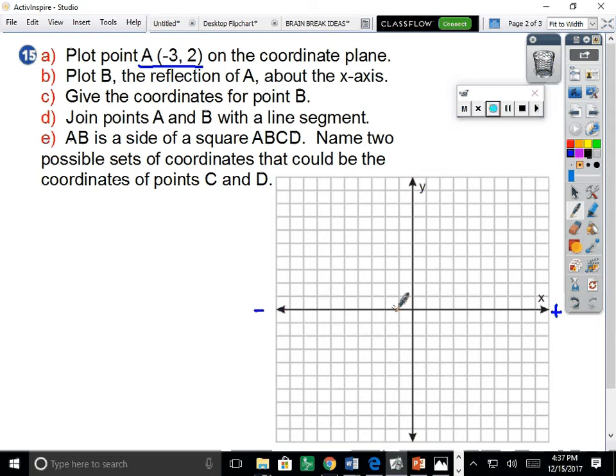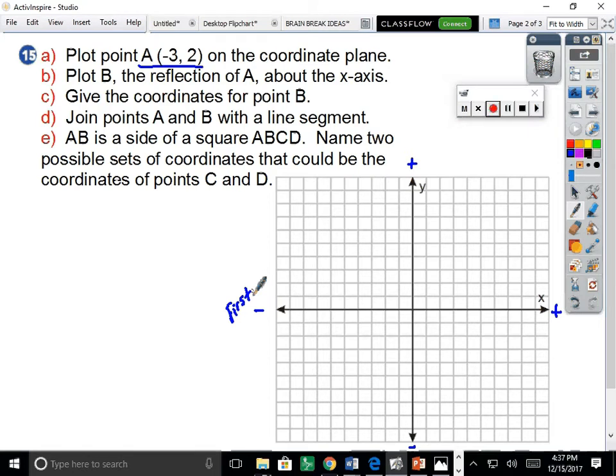So the first number always tells me right or left on the x-axis. Next, we want to remember that the next number always has to do with the y-axis. The second coordinate always tells me either to go up towards the positives or down towards the negatives. So that'll be important as we move along. And again, it's always x before y, just like in the alphabet: A, B, C, D, x, and y.